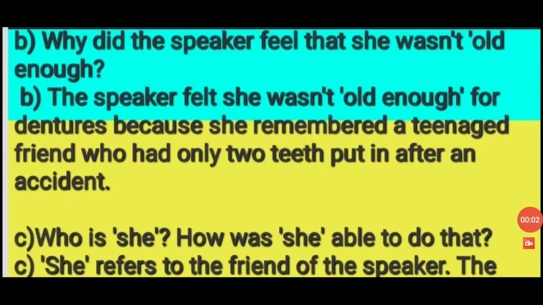Question B. Why did the speaker feel that she wasn't old enough? Answer. The speaker felt she wasn't old enough for dentures because she remembered a teenaged friend who had only two teeth put in after an accident.